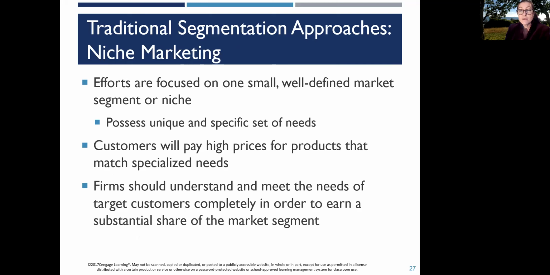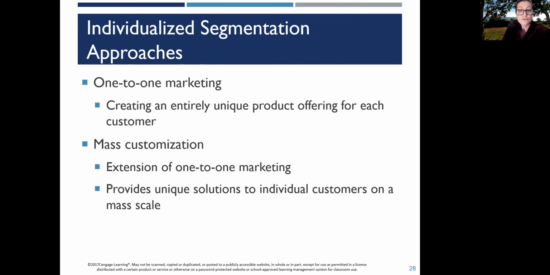So another approach to segmentation is this niche marketing approach, where the marketing is focused on one very small but very well-defined market segment. And this market segment is identified to possess specific needs. So the customers will willingly pay a higher price because the products match their needs. Maybe the Tesla example fits better here. So firms should understand and meet the needs of those target customers in order to earn a substantial share.